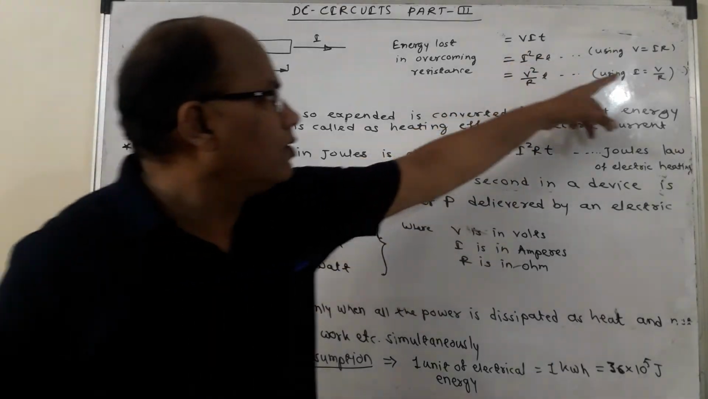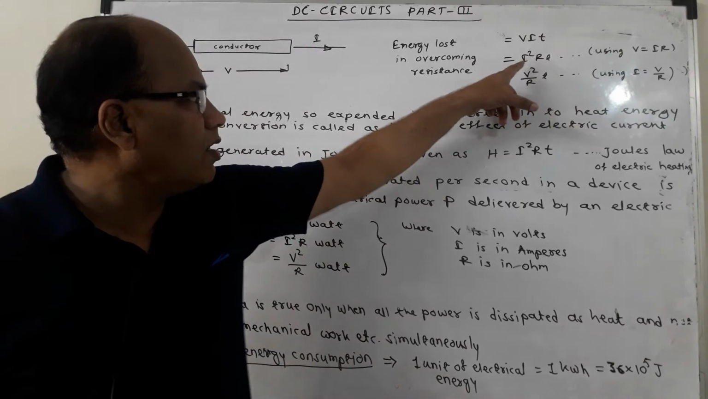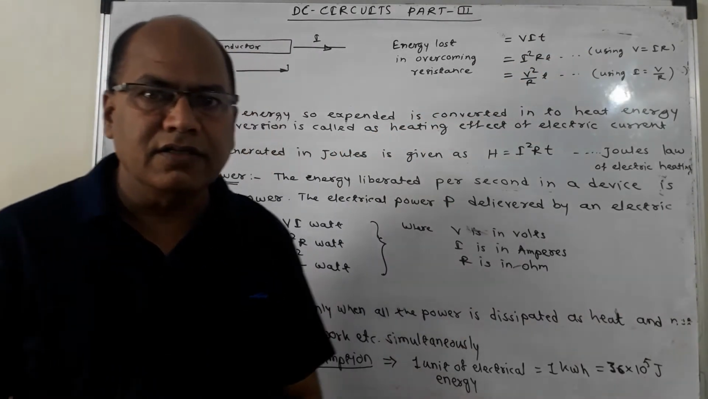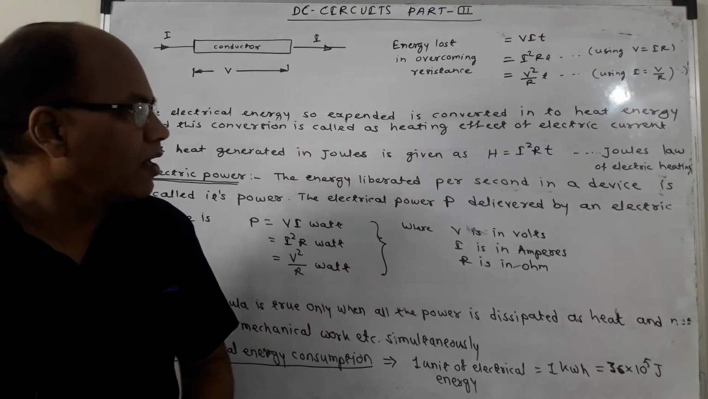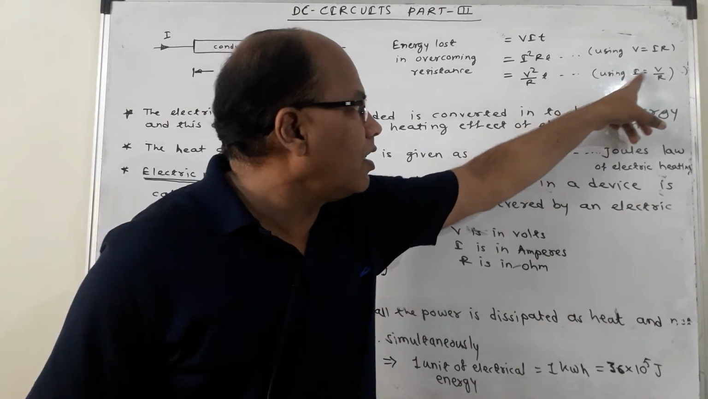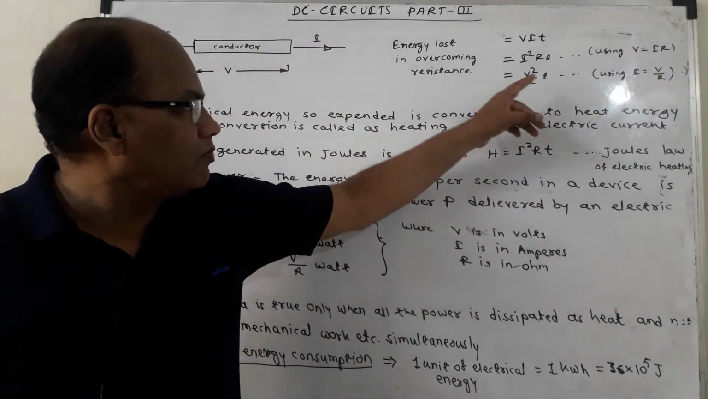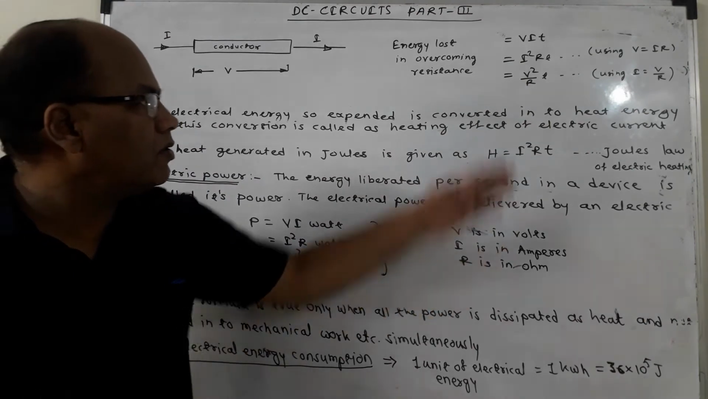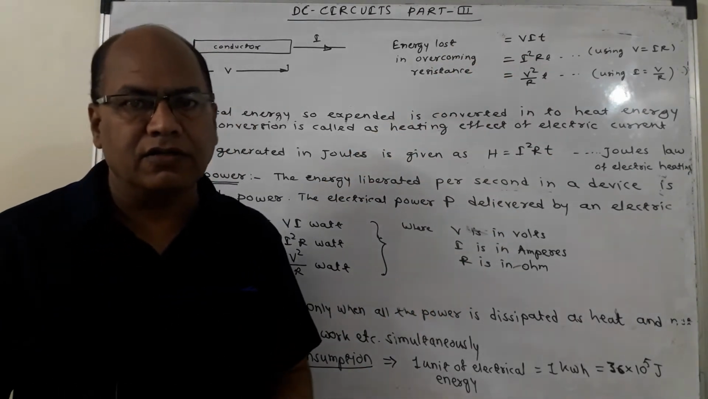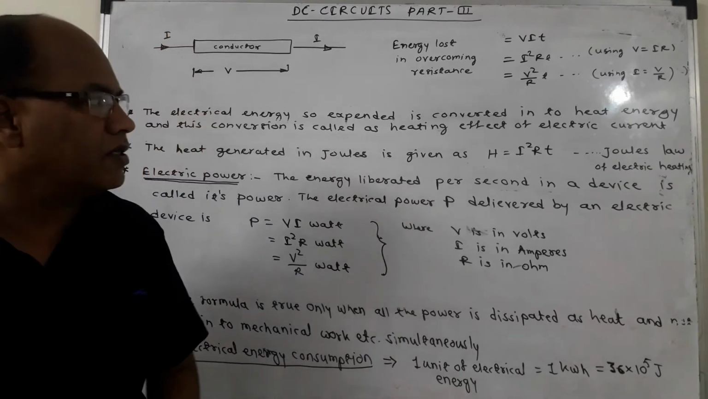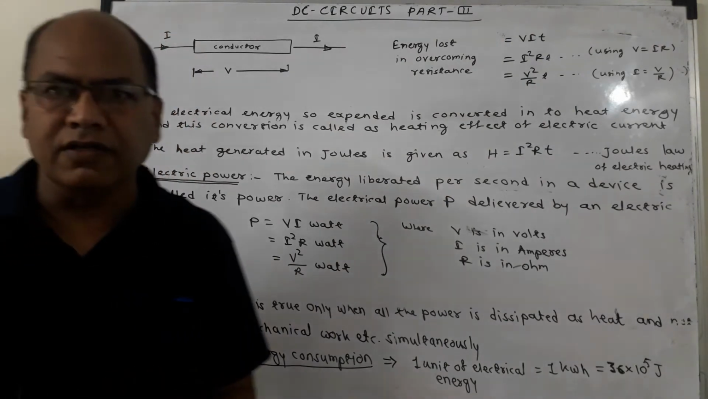Now if I use V is equal to IR, means instead of V, if I substitute IR, the formula becomes I square RT. It is again the second formula for energy lost in overcoming the resistance. Again, if I substitute for I as V by R using Ohm's law, the formula becomes V square by R into T. So one of these formulae can be used to get the electric energy lost depending upon the data which is given in the problem. So these formulae give you the electric energy lost in overcoming the resistance.